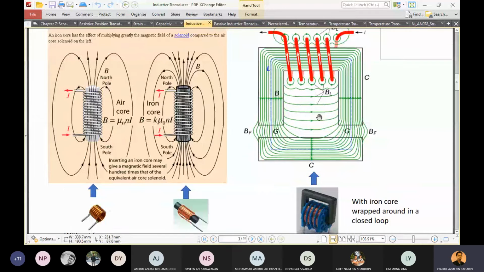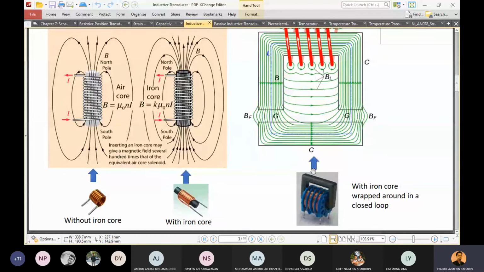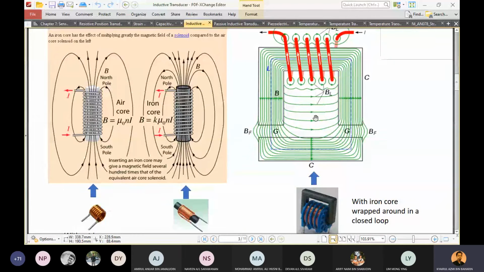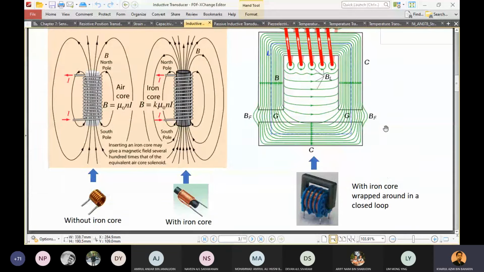Okay, this is another example where we wrap the iron core around a closed loop in this configuration. So we have an iron core here. The iron core also increases or improves the magnetic field generation.